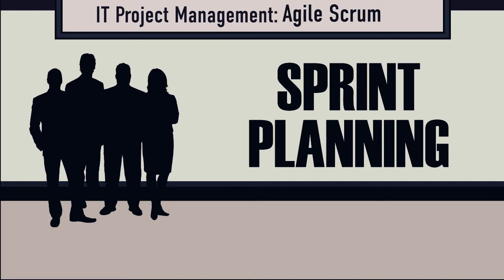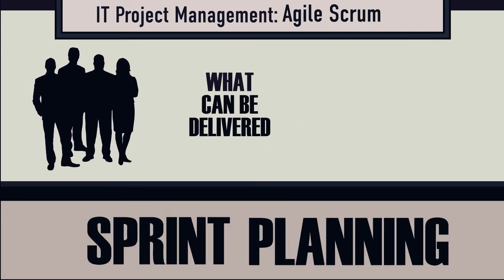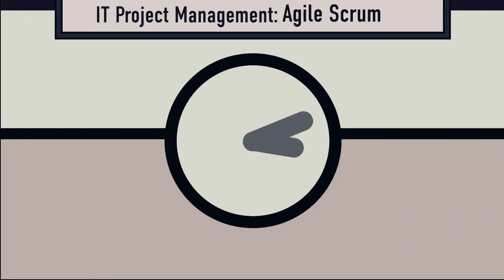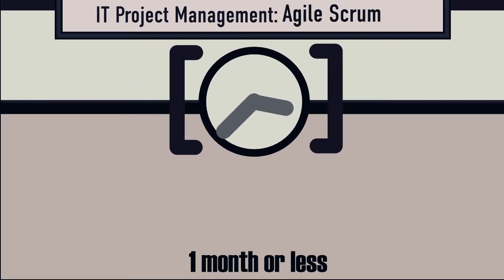During sprint planning, the team decides the work that needs to be completed. The entire team collaborates to decide what can be delivered during the upcoming sprint and how that work will be achieved. The sprint is the main event with a time box of 1 month or less.